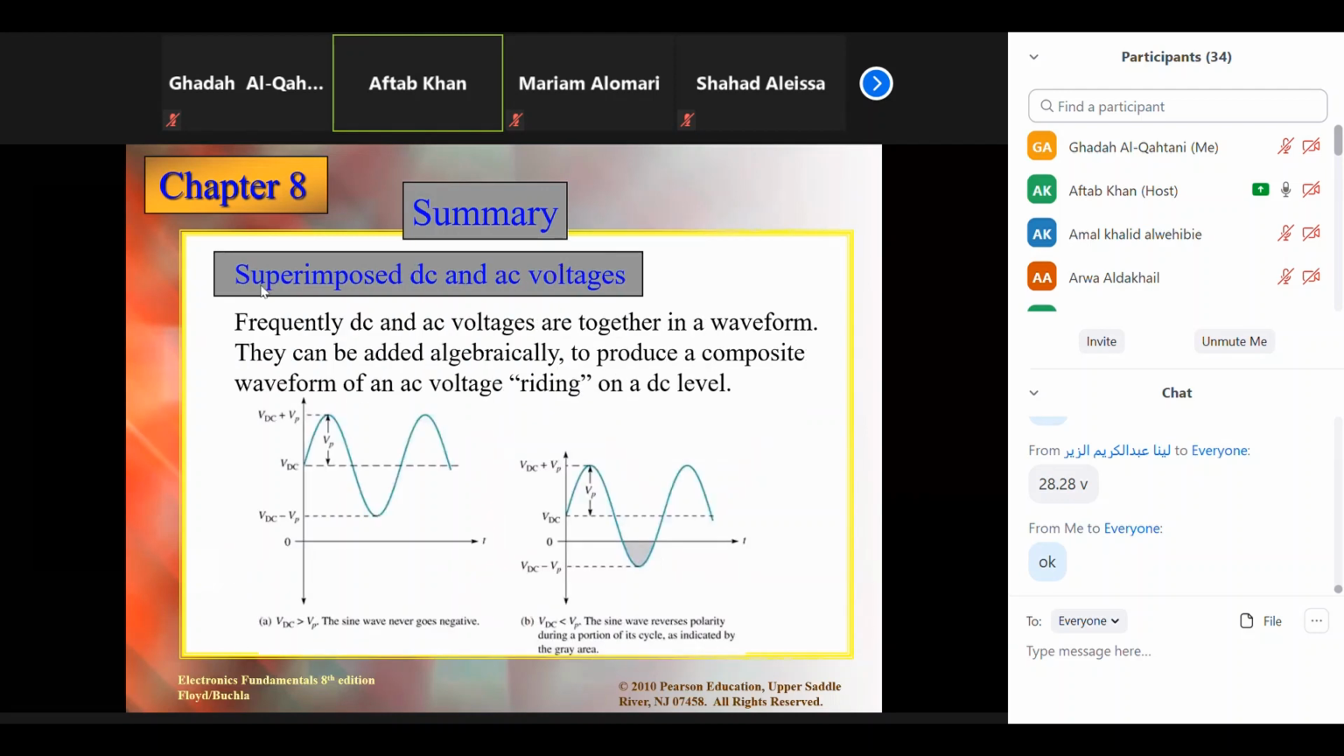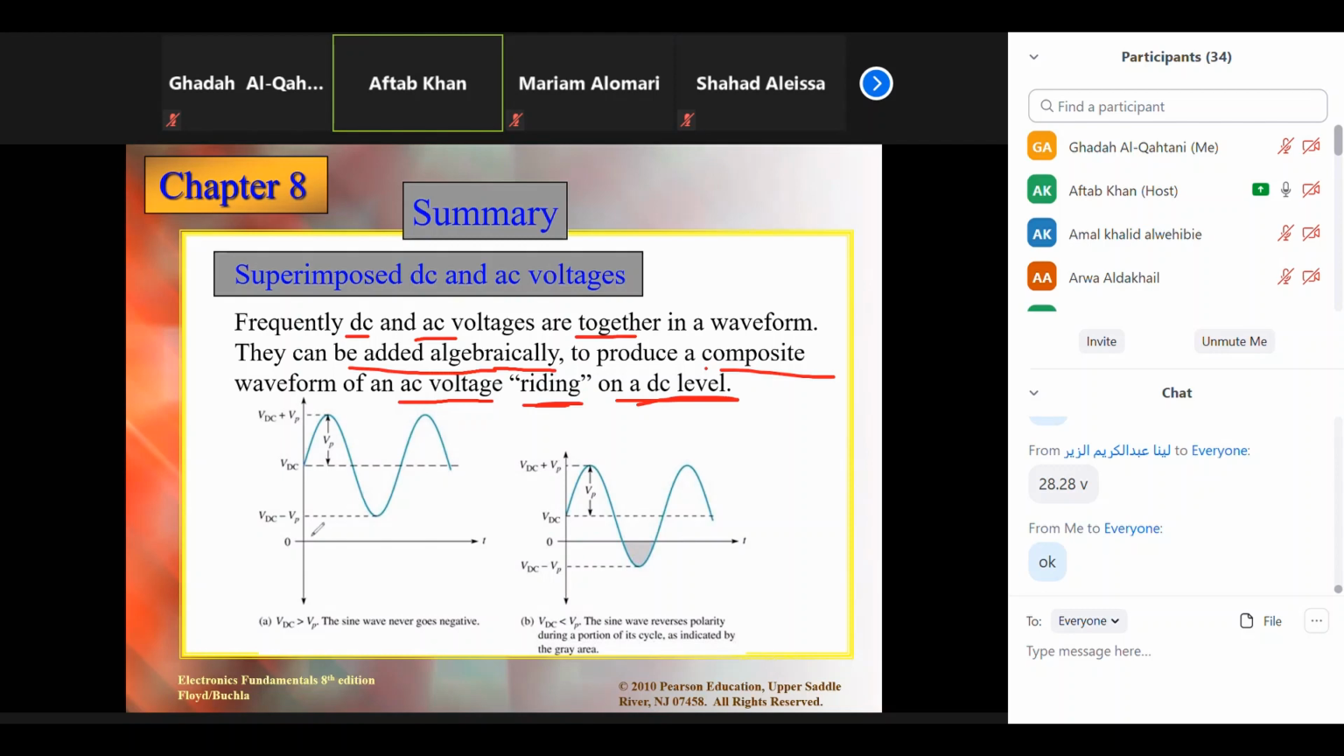Now, guys, in reality we have both AC and DC supply present in the circuit. Frequently DC and AC voltages are together in a waveform. They can be added algebraically. When they are together, they add algebraically to produce a composite waveform. So here an AC will ride on a DC level.